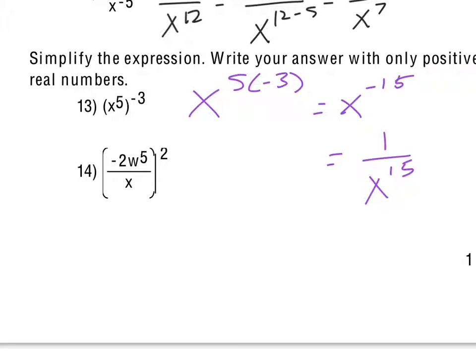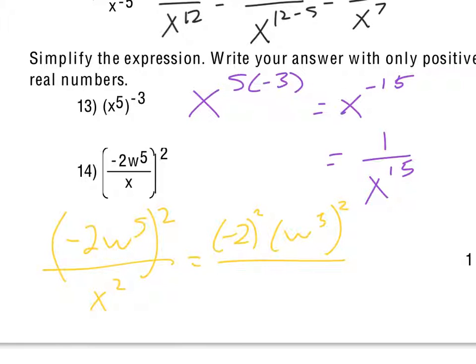For number 14, I need to square the entire negative 2w to the 5th over x. So we would look at that as squaring the negative 2w to the 5th. We'd also square the x in the denominator. When I'm squaring negative 2w to the 5th, the negative 2 would get squared, and the w to the 5th also gets squared. Now be careful with that, because when we square negative 2 we get a positive 4. We have w to the 10th because we multiply the 5 by 2, and then the x squared stays where it is.